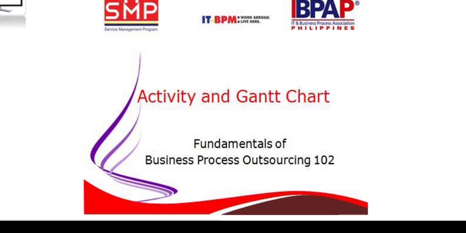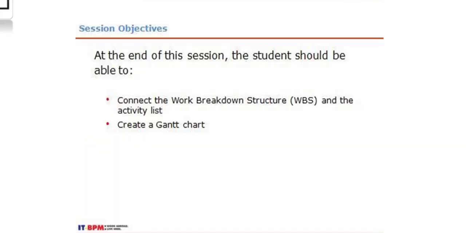The topic is all about activity and Gantt chart. This module is an in-depth look at work breakdown structure and Gantt chart. The students should be able to connect the work breakdown structure and the activity list, and create a Gantt chart. These are the key learning points participants are to take away from the session.